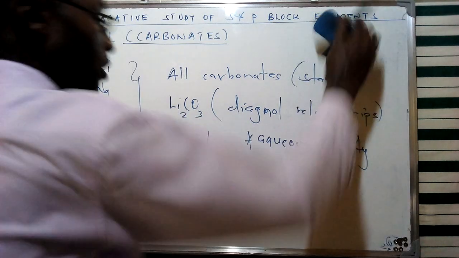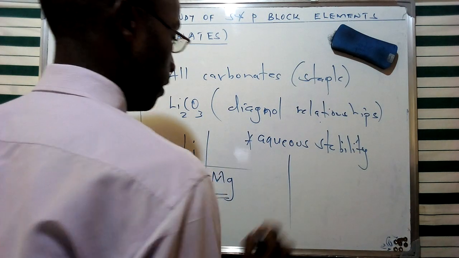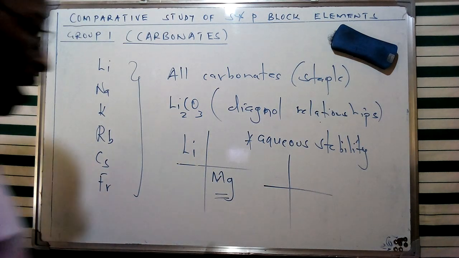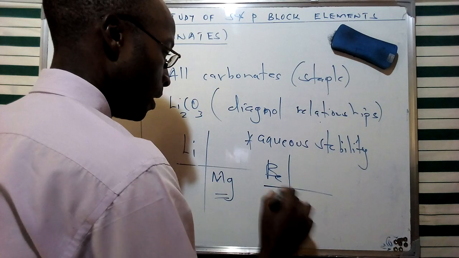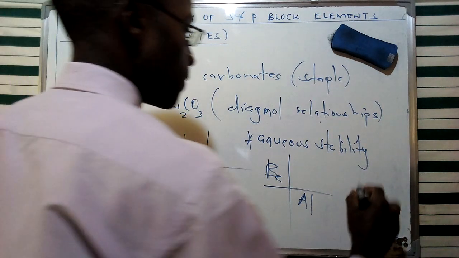Other members which I can just mention, which exhibit this diagonal relationship in the periodic table, apart from lithium, is going to be beryllium, which is going to exhibit similar properties with aluminium.